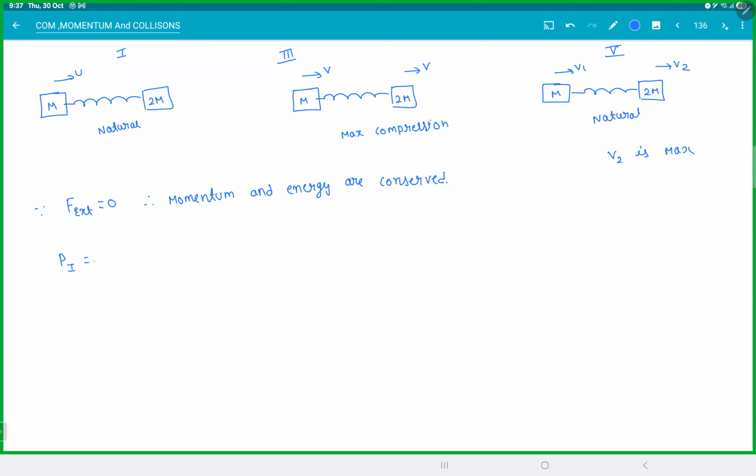So momentum in state 1 is equal to momentum in state 3. Initial momentum mu, final momentum mv plus 2mv. V is equal to u by 3.